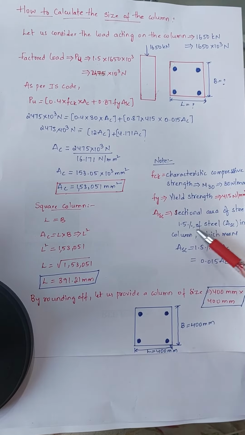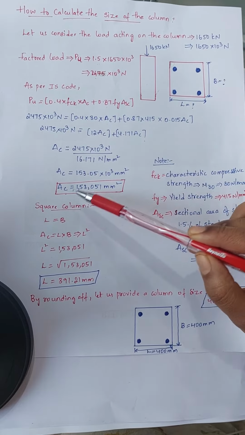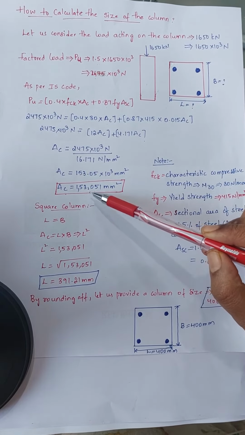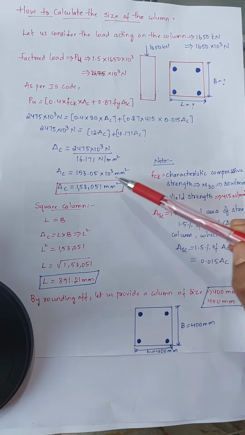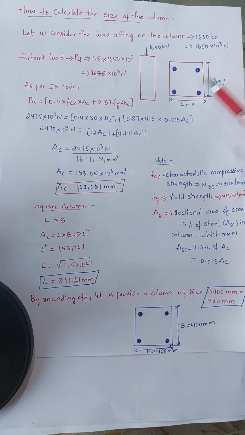Here for columns 1.5% we will take. So 1.5% of Ac, so nothing but 0.015 Ac. So after doing this calculation, we will get the area of column equals 1,53,051 mm square.